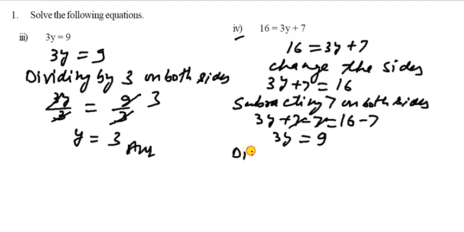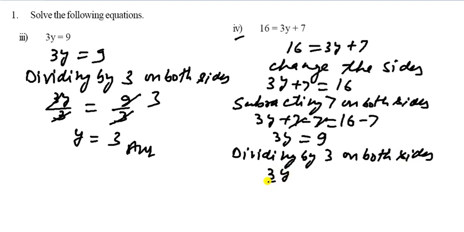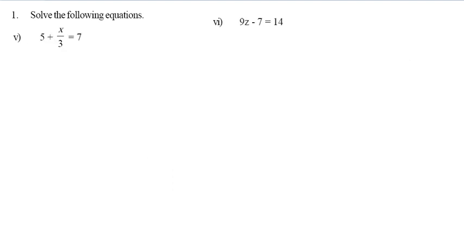Now dividing by 3 on both sides. So it is 3y upon 3 and 9 upon 3. 3 threes are 9, and here 3 cancels with 3. So y is equal to 3, and 3 is your answer. So let us see the next one.